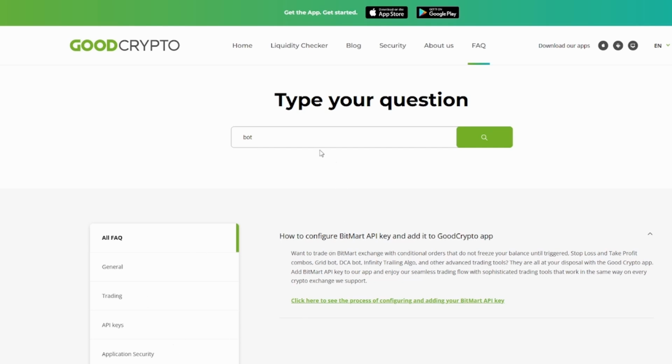It's a very, very cool concept of finding out information you need to know about the Good Crypto app. If you want to look up some questions before you get involved, that's perfectly fine as well.